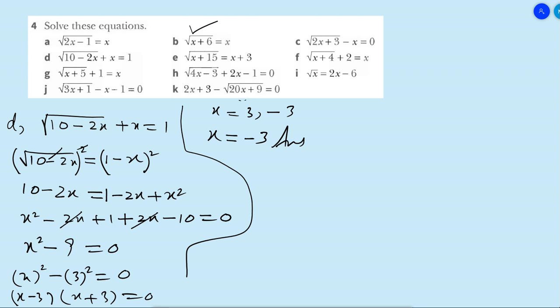Square root of 16 is 4, and 4 − 3 is 1. 1 equals 1. But if you put plus 3, you will get a wrong answer. Your left hand side will not equal the right hand side. So you can check each and every part.